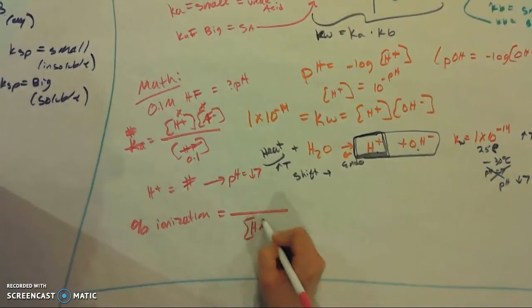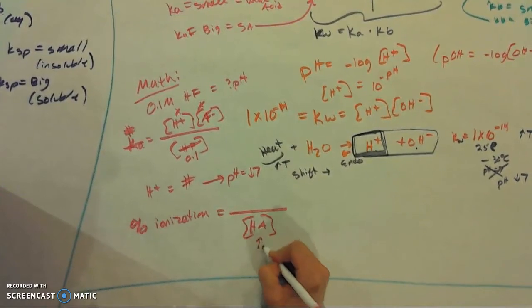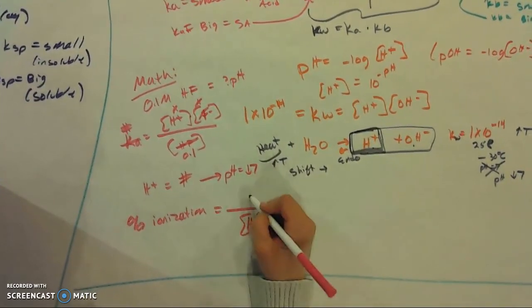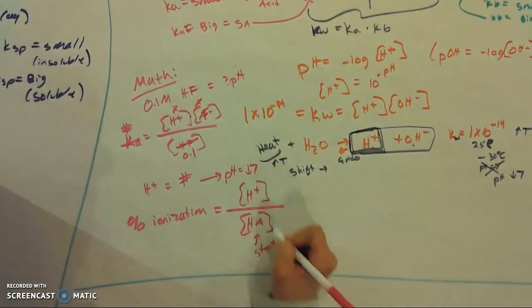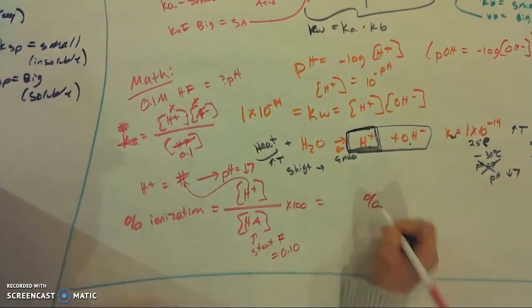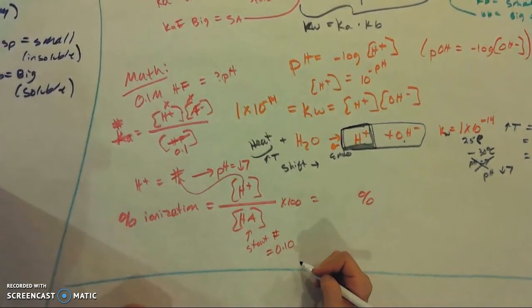That's what I'm going to be looking at. How much HA do I have at the beginning? This is your starting number. In other words, that'll be 0.1 in this example. And then how much H+ do I have, my concentration? That would be this number here. I'm going to find it as a percentage so I can get what percent is ionized.